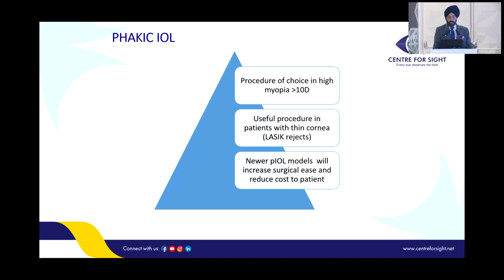for high powers. Also, when corneas are thin, or in keratoconus patients after cross-linking with stability in the cornea, if they are improving with glasses, you can go ahead and put an ICL. And newer models will increase the surgical ease and reduce the cost to the patient.